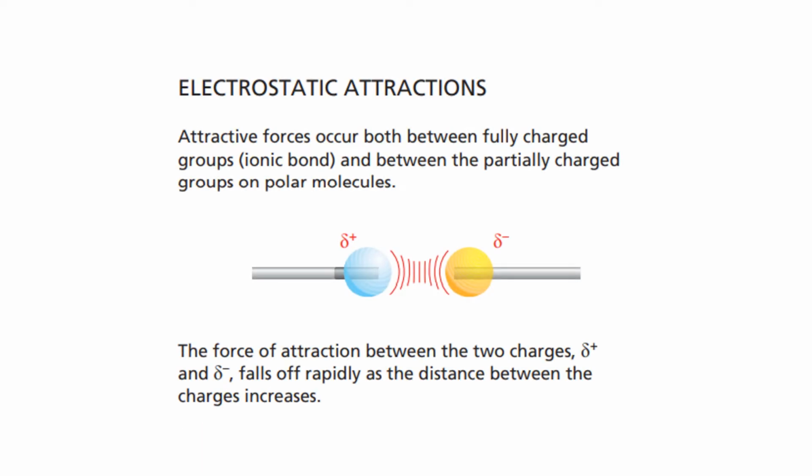Next, electrostatic attractions. Electrostatic attractions can occur between fully charged groups or between the partially charged groups on polar molecules. Charged groups are shielded by their interactions with water molecules, so electrostatic attractions are quite weak in water. Ions in the solution can also diminish the strength of this force.